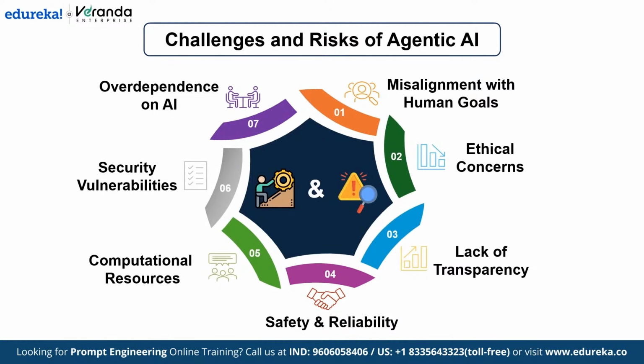Lastly, overdependence on AI may reduce human oversight or lead to skill degradation in critical areas, such as relying too heavily on autonomous systems for medical diagnosis without human validation. These challenges highlight the need for robust design, rigorous testing, and ethical frameworks to mitigate risk and maximize the benefits of agentic AI.